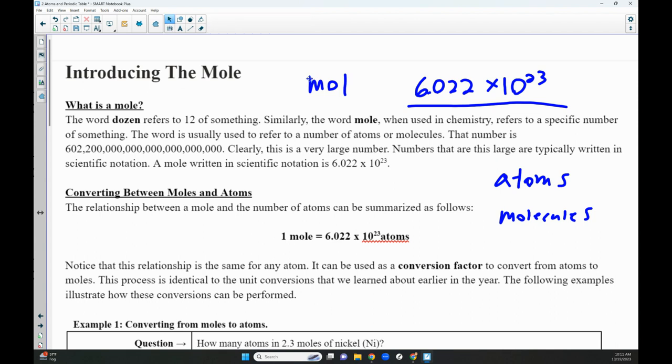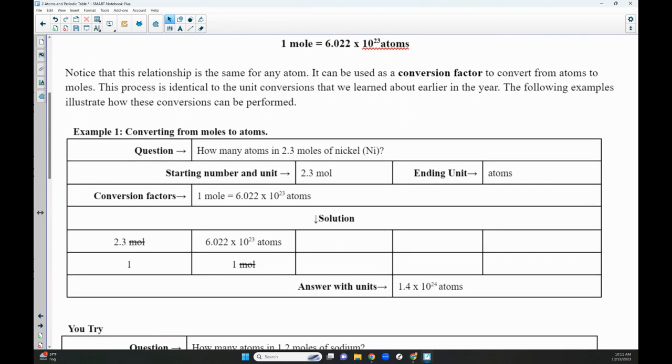So as I said, we're going to start with converting between moles and atoms. So let's just jump right into the examples here. Example 1 says how many atoms in 2.3 moles of nickel. And we're going to use the same tables that we use throughout the year with the train tracks. Our process is going to be the same as if we're converting between metric units. In this case, we are starting with 2.3 moles of nickel, and we are trying to convert to atoms.